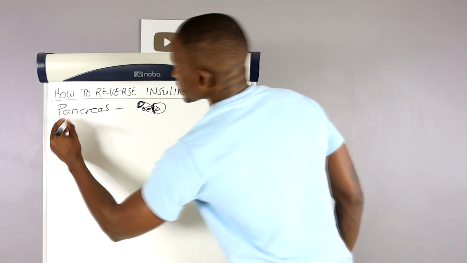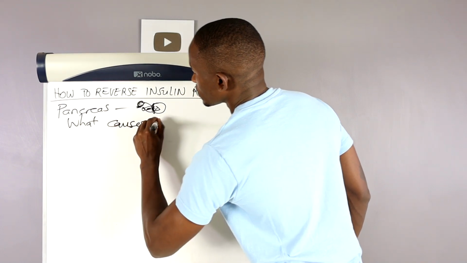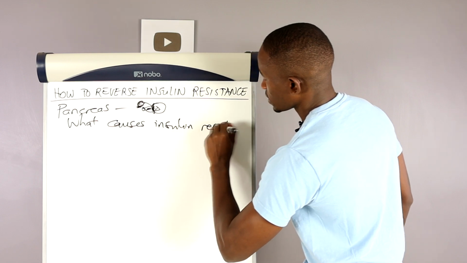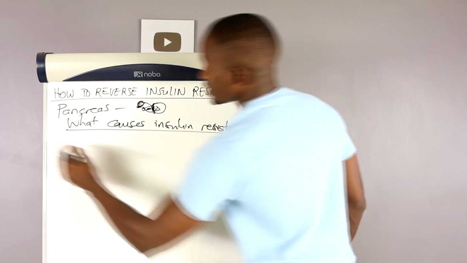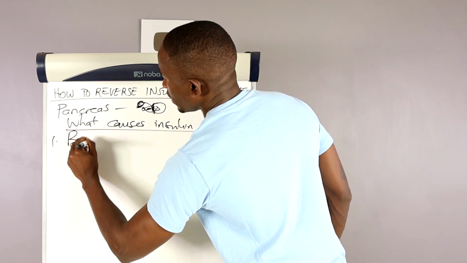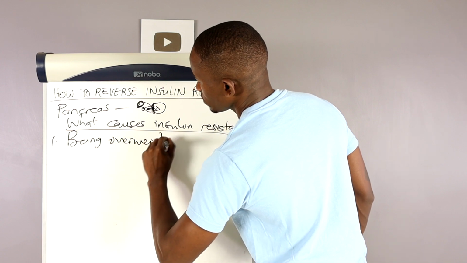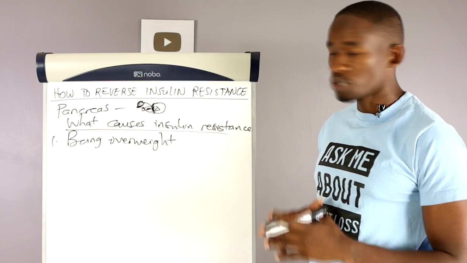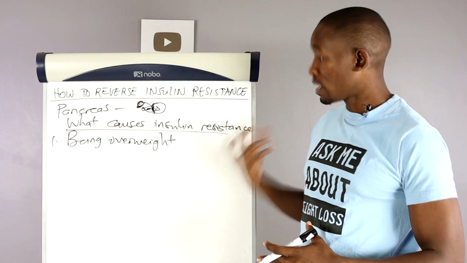Now, what causes insulin resistance? The first cause is being overweight. When you have excess fat in your body, your cells are going to become resistant to insulin. So it's very important for you to maintain a healthy weight.